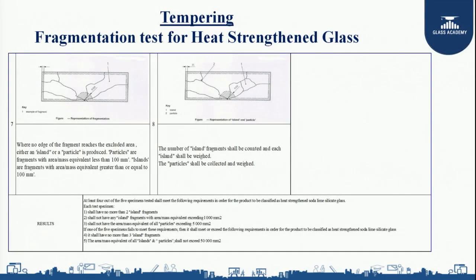You need to see the number of islands in a breakage pattern. It should be not more than 2, and the area of the island shall not be more than 1000 square millimeter, and the area of the particles shall not exceed 5000 square millimeter. If one of the 5 test specimens fails, then how are we going to conclude? It shall not have more than 3 island fragments, and the area by mass equivalent of islands and particles shall not exceed 50,000 square millimeter. So this is how you determine whether a glass is properly heat strengthened or not.